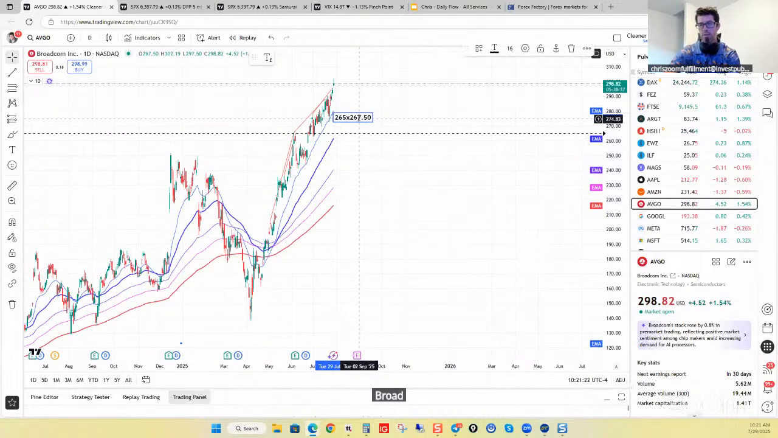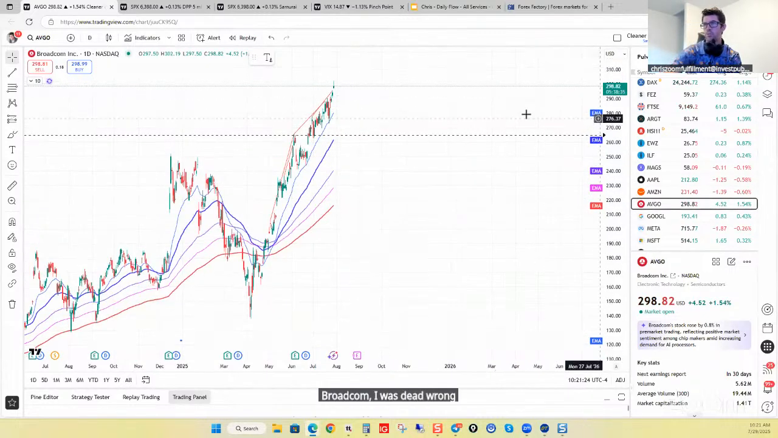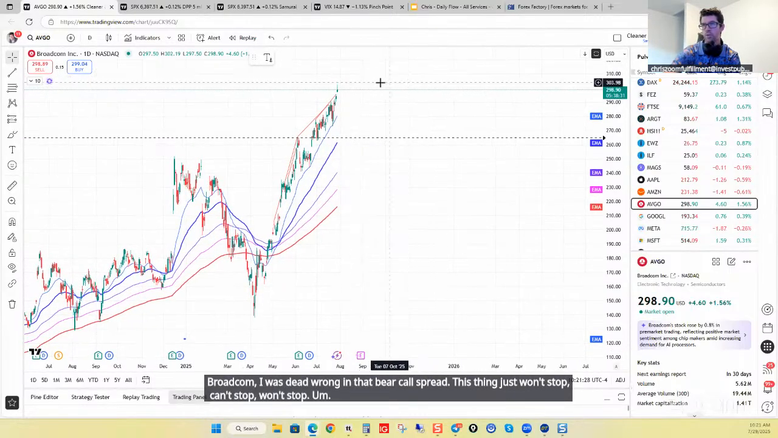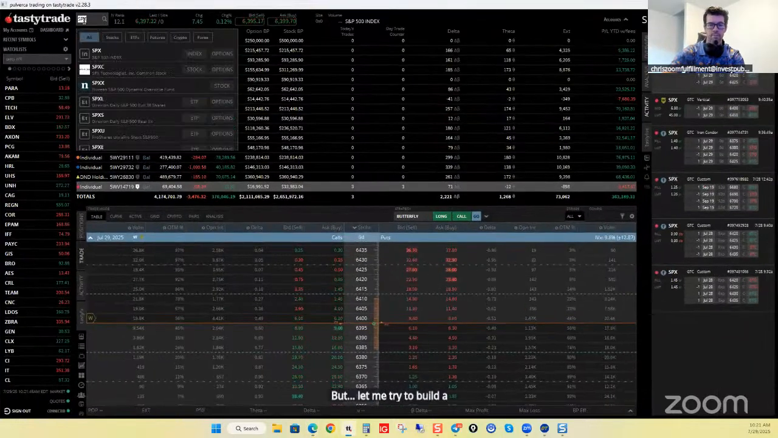Broadcom, I was dead wrong on that bear call spread. This thing just won't stop. Can't stop, won't stop. I do want to short this thing. I really do. But let me try to build a trade out on AVGO right here.